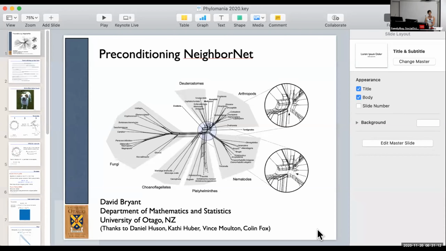Our next speaker is David Bryant from the University of Otago. David, I think, is our only speaker who is in a time zone that's ahead of us. Everyone else is behind us by a small or very large amount, but David is 2 hours in front of us, so it's a civilized mid-morning time for him right now.